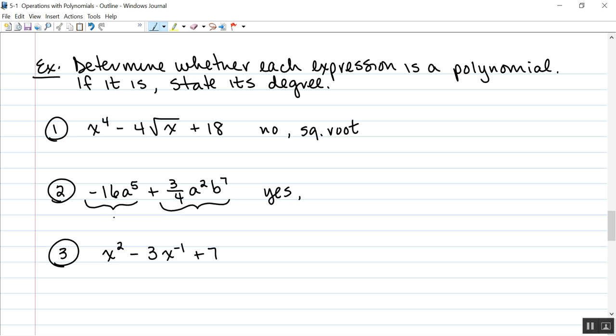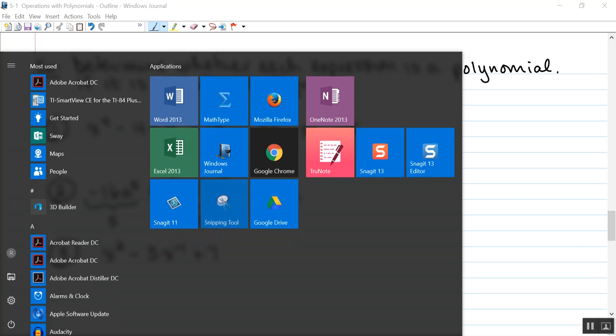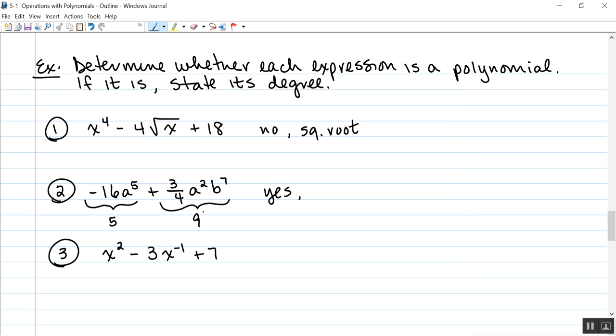The degree of this monomial is 5 because it only has an a raised to the 5th power. The degree of this monomial is going to be 9 because I have an a squared and a b to the 7th. Remember, it's the sum of the exponents. So the degree of the whole polynomial is the greatest degree of any monomial. So that's going to be 9. So my degree is 9.